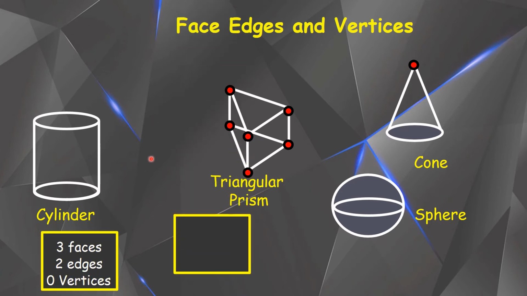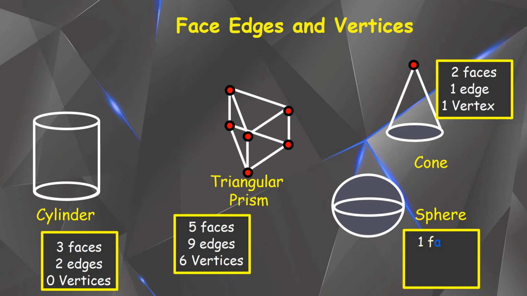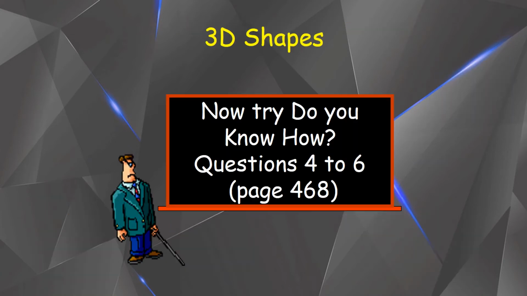In the case of the triangular prism, there are 5 faces, 9 edges, and 6 vertices. In the case of the cone, as you know, there are 2 faces. One is a curved face, another one is the circle face, the down part, the base, and 1 edge, and we can say 1 vertex. In the case of the sphere, there is 1 face, 0 edges, and 0 vertices.